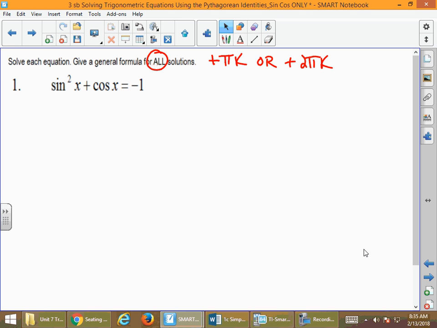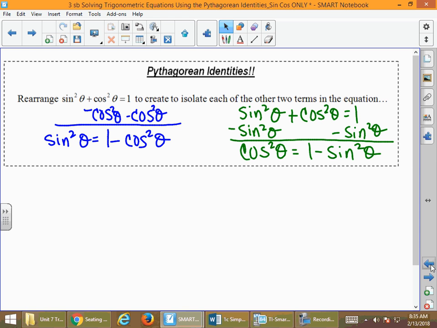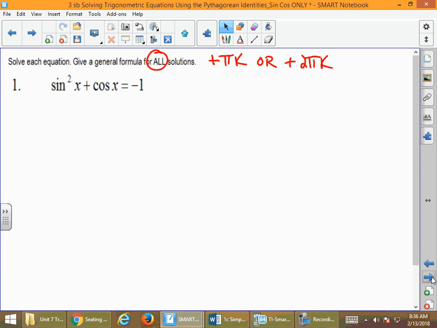So what I see in here is that we have a sine squared. And our Pythagorean identities are sine squared theta plus cosine squared theta equals 1. We can rewrite this. And again, within this example, what we want to do is rewrite it so that we only have one function instead of the two. Sine is a function and cosine being a function.